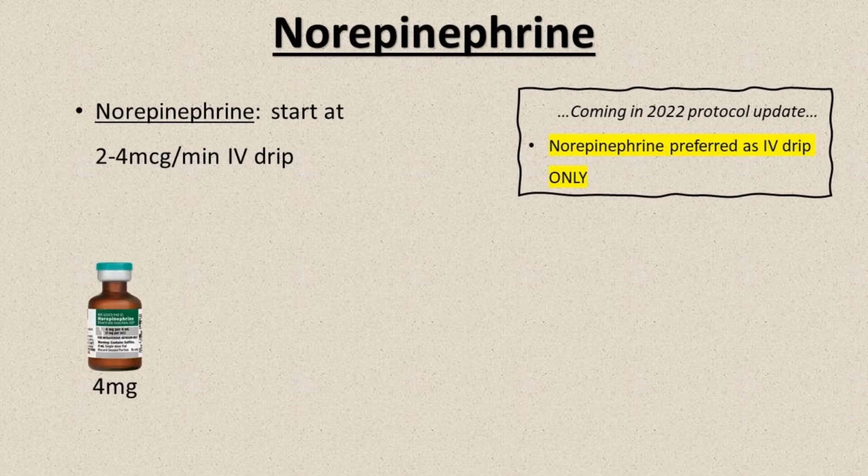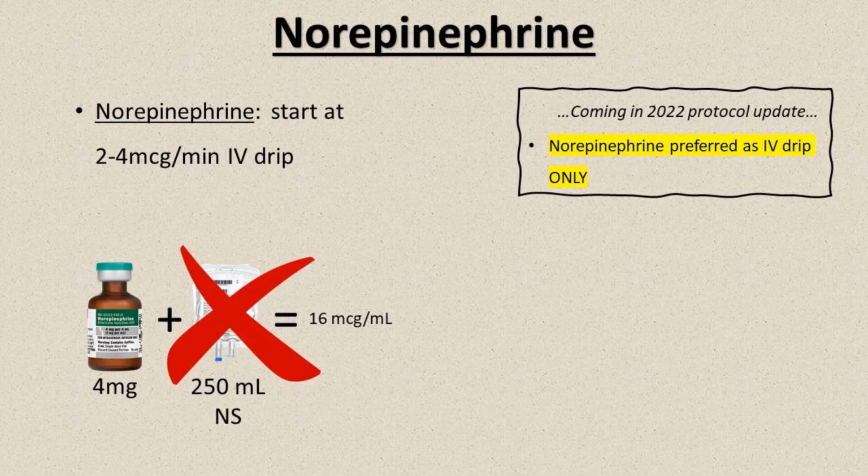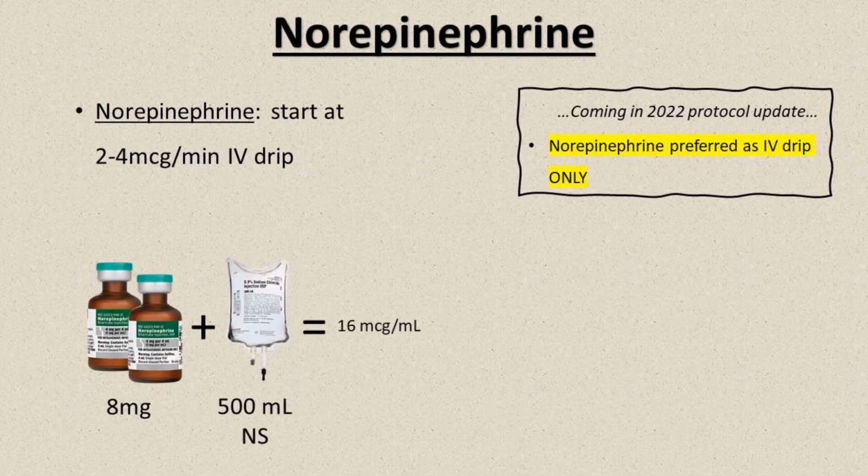This can be achieved by taking 4 milligrams of norepinephrine and adding it to a 250 ml bag of normal saline. This will give you a medication concentration of 16 micrograms per ml. If for some reason your truck does not have 250 bags, you can achieve the same medication concentration of 16 micrograms per ml by mixing 8 milligrams of norepinephrine into a 500 ml bag of normal saline.